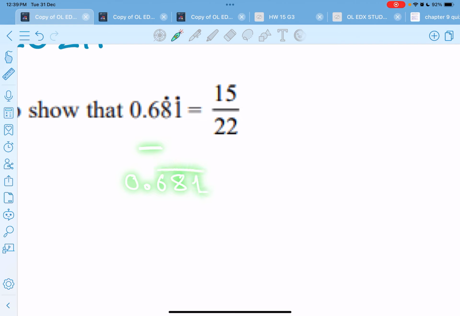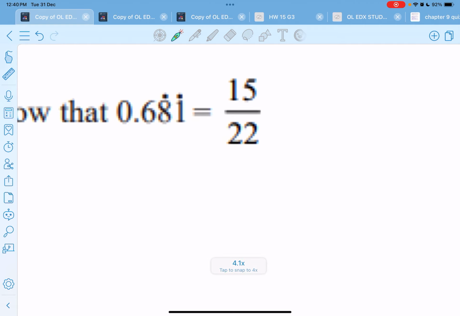0.681 with a dash that covers the whole number means that this as a whole is repeated. If the dash is here, it's going to be repeated from there. It depends on where the dash is. The dashes are similar to points, but in the exams, mostly points are used.